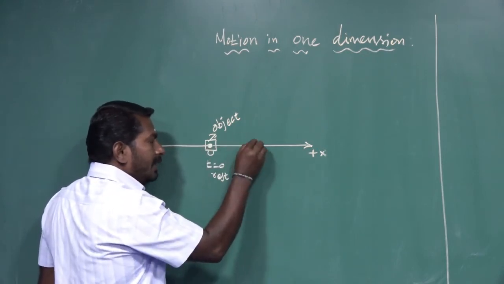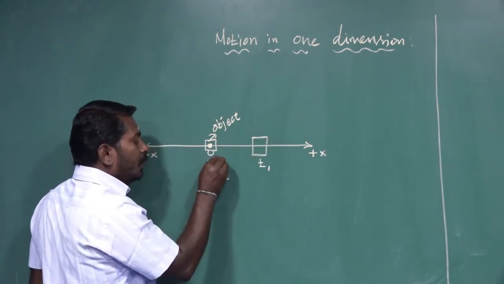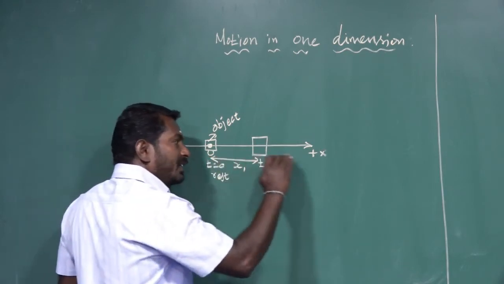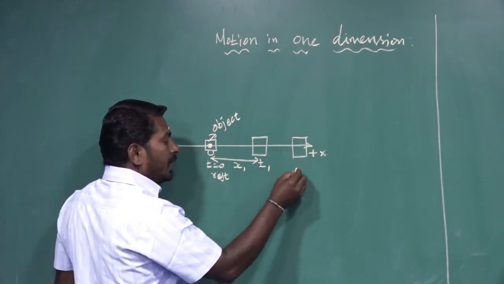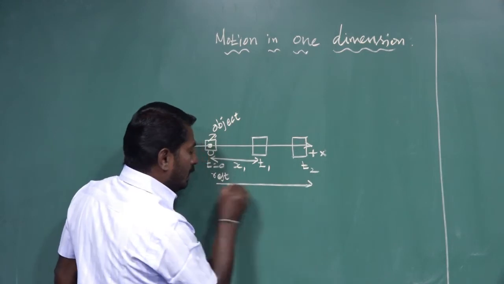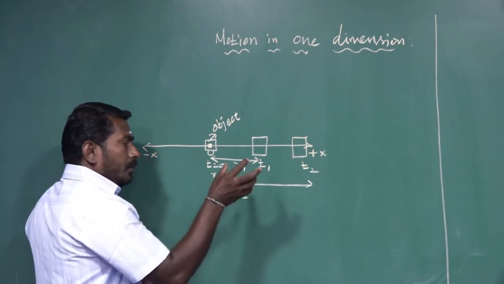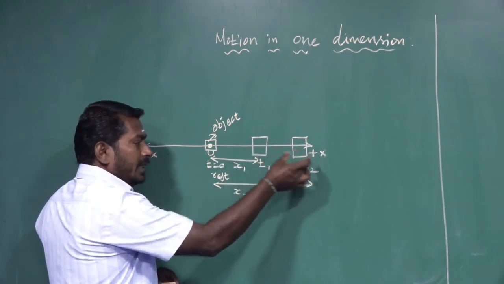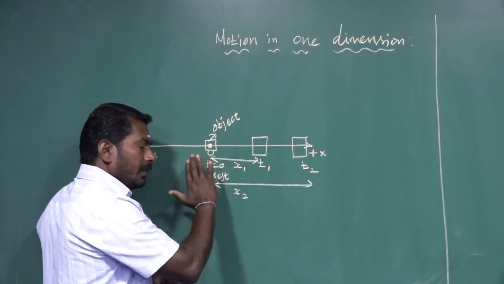During its motion, at the instant of time t1, the position of the object from the origin is x1. Next, during its motion, at the instant of time t2, the position of the object from the origin is x2. So, during its motion, the position of an object at any instant of time can be described with the help of only one coordinate axis, the x-axis.